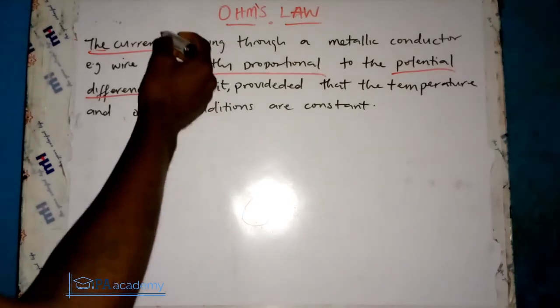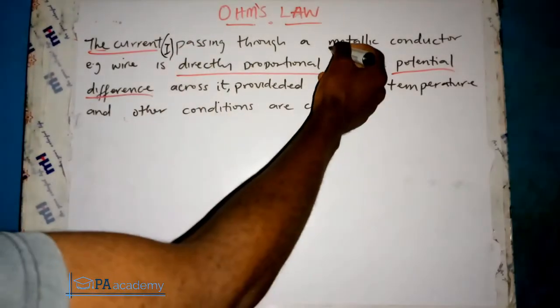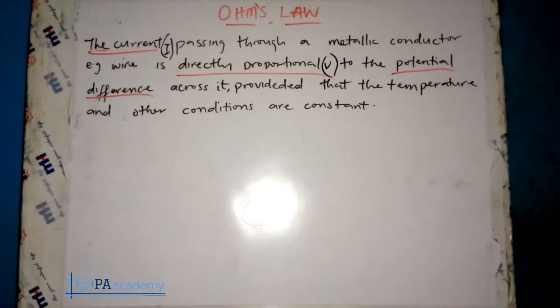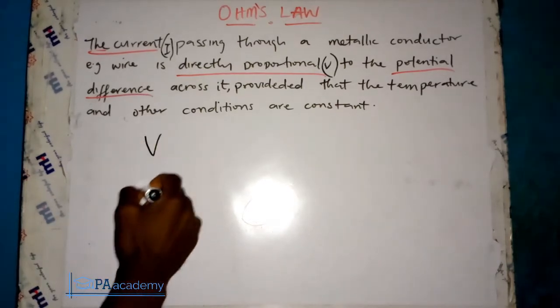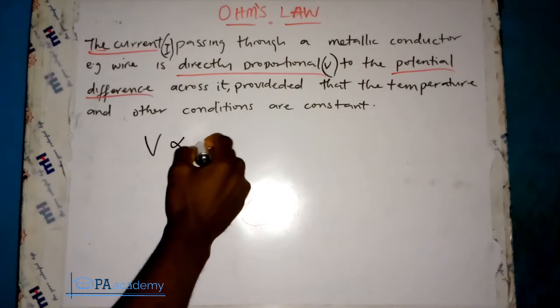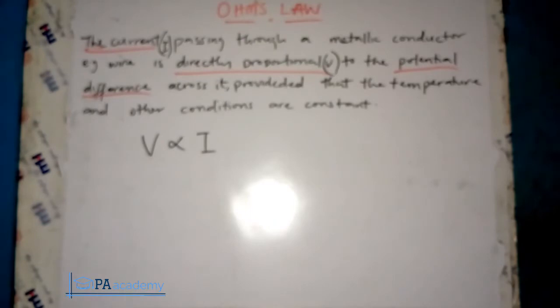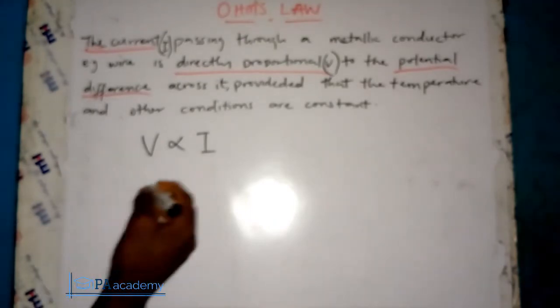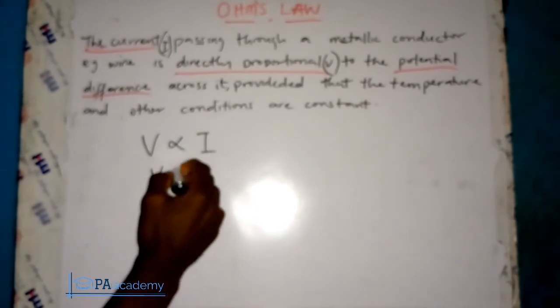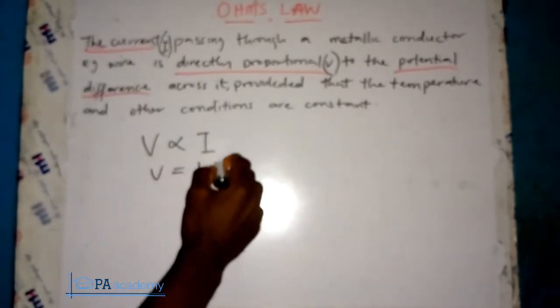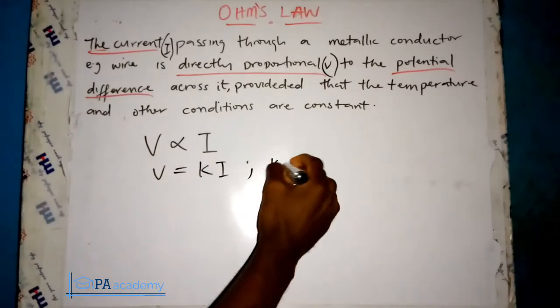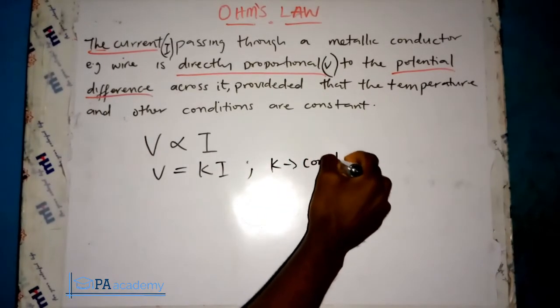So the current is represented with I, the potential difference with V. So now let's bring it out. It says the current is directly proportional to the potential difference. So we can have that as V is directly proportional to I, where V is the potential difference and I is the current. When we have something like this, we can write it as V is equal to KI. Here K is our constant of proportionality.